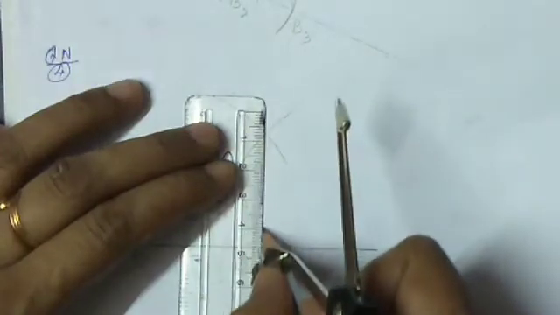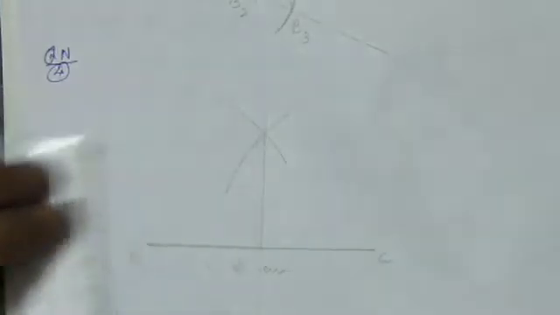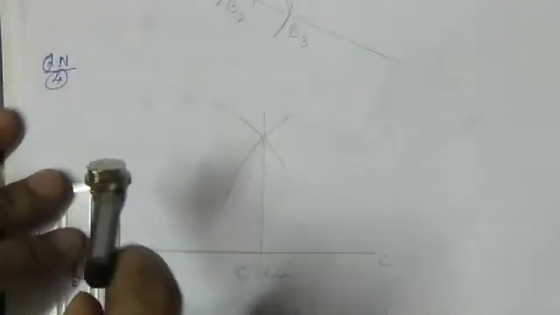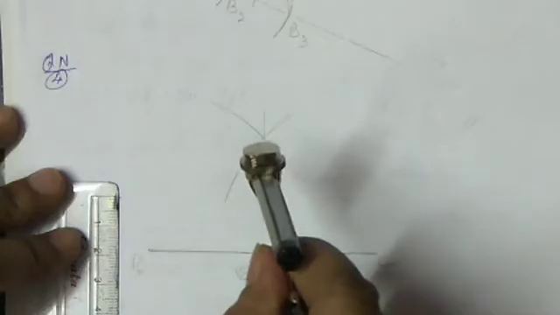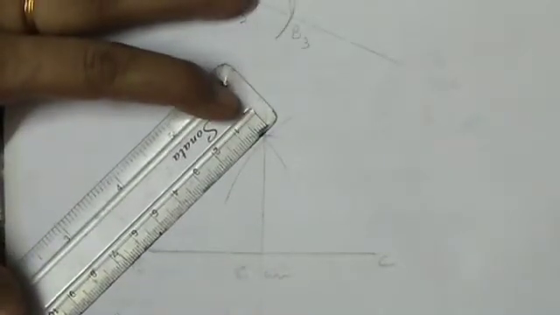This sharp line is actually not needed, but still, without doing this part also we can do the bisection. So from this is the altitude, and from this altitude you take 4 centimeter. Here is the point, 4 centimeter. Now you join up.